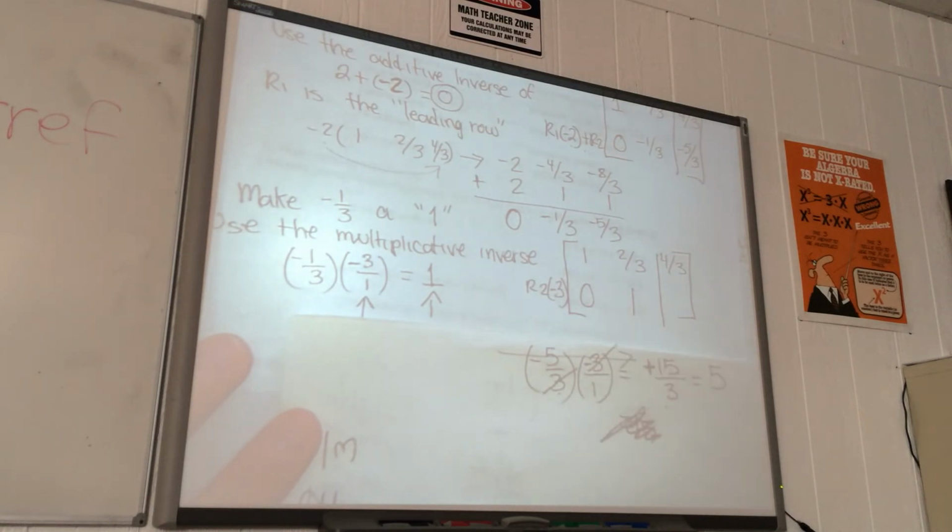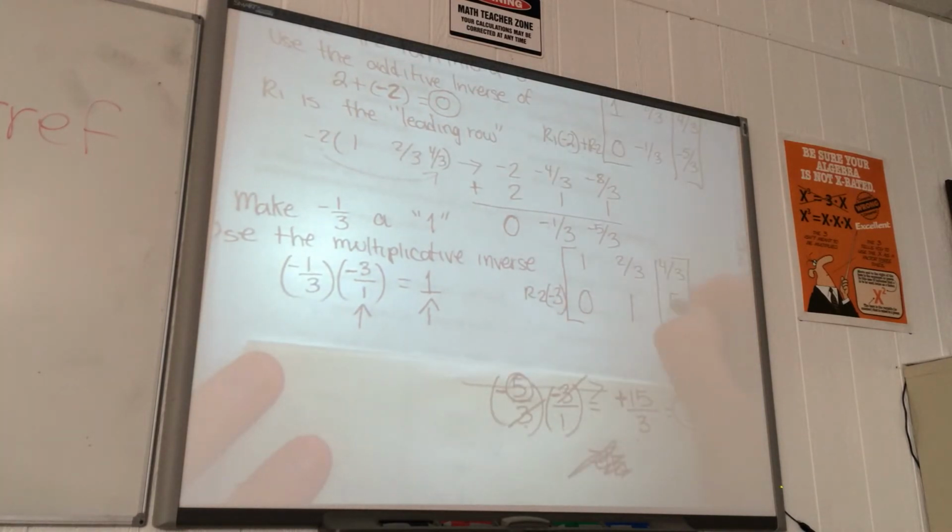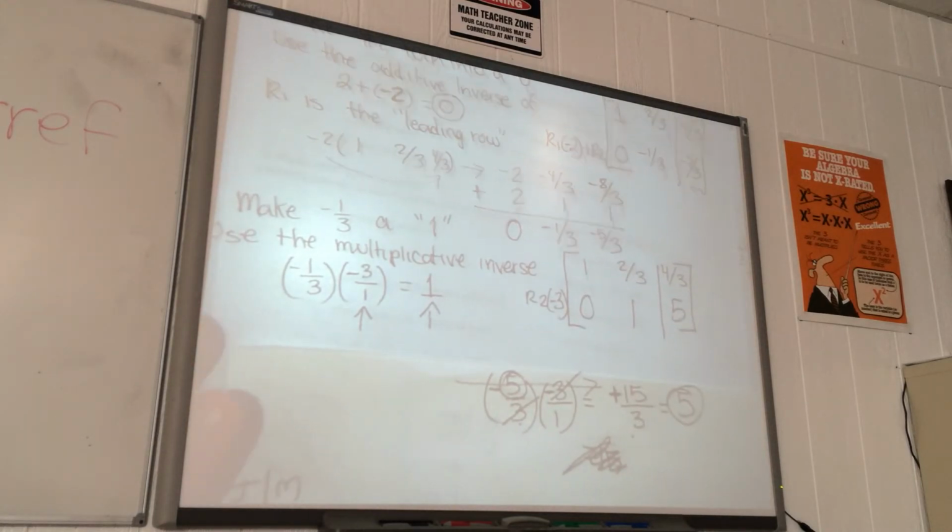Now you guys want me to show you the shortcut for this? 3 and 3, they cancel out because they make a 1. And then negative times negative is positive, so positive 5. All right, so that goes here, positive 5. Now we're almost there, we're almost done.